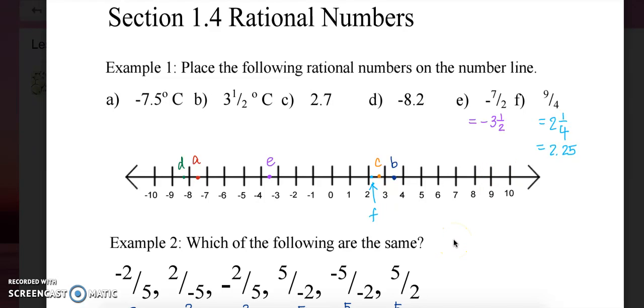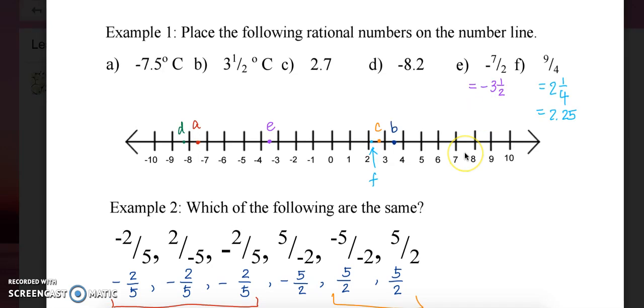Hello, we are going to go over lesson 1.4, rational numbers, for the grade 9 academic course here. Example 1. Place the following rational numbers on the number line. So here's the number line. You see the integers are listed. This is a real number line because you can still fill out the spaces between 0 and 1, for example.